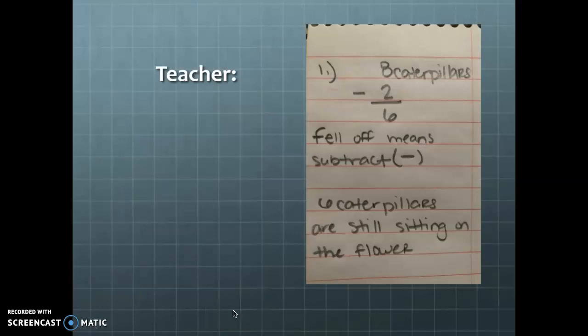I didn't draw the problems out because we already had 2 examples of that. So I figured I'd show a different way, with just taking out clues from the word problem and creating the problem as is. So I have 8 caterpillars, and 2 fell off. Fell off meant subtract, which is here. So 8 minus 2 equals 6. So 6 caterpillars are still sitting on the flower.